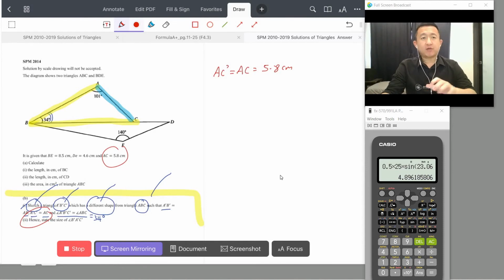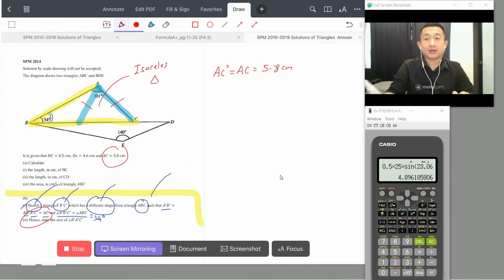So we can play around with AC, and you know that AC prime will be something like this, because AC and AC prime are the same value, and this is, again, what is this? Right, an isosceles triangle. This is an isosceles triangle. Again, this is the case. Alright, okay, we need to sketch this out.